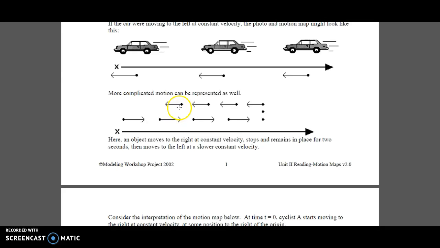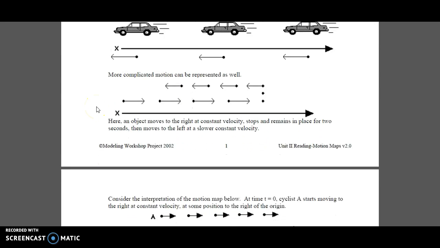In this image, the car goes the same speed to the right, stops, so you have a dot with no arrow, and then moves left afterwards at the same speed or a little bit slower.